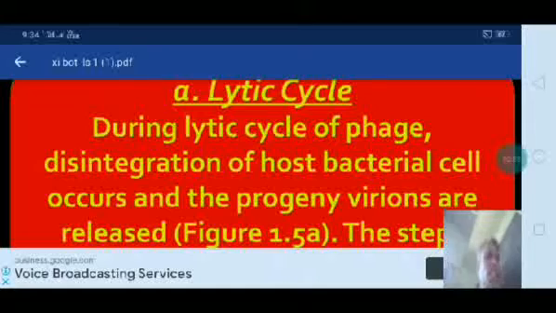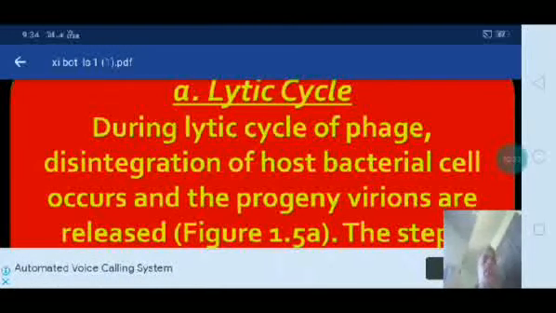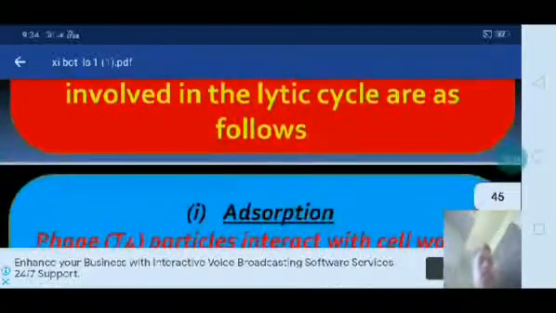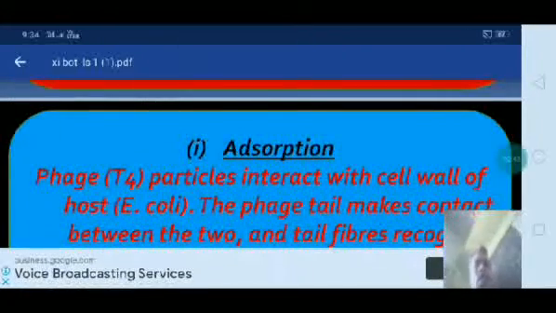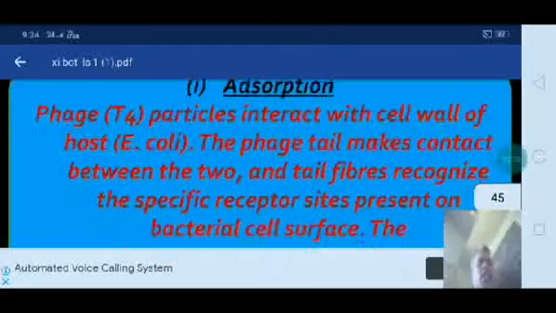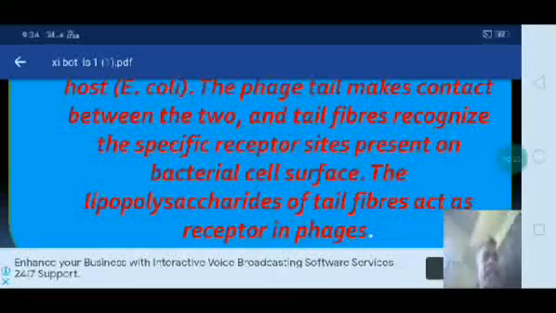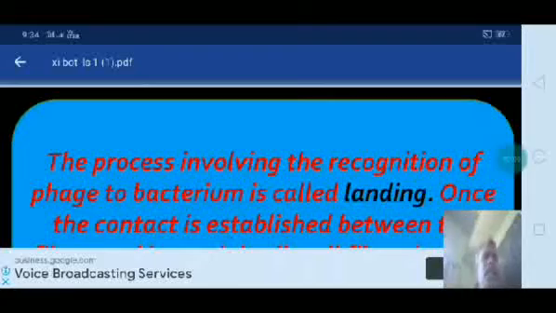Lytic cycle. During the lytic cycle of phage, disintegration of host bacterial cells occurs and the progeny virions are released. The steps involved in a lytic cycle are as follows. First one is adsorption. Phage T4 particles interact with the cell wall of host E. coli. Then the phage tail makes contact, and the tail fibers recognize the specific receptor sites present on the bacterial cell surface. The lipopolysaccharides of tail fibers act as receptors for phages. The process involving the recognition of phage to bacteria is called landing.